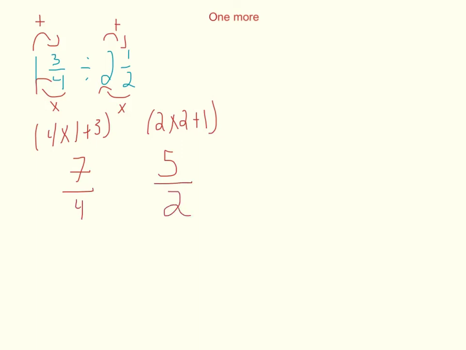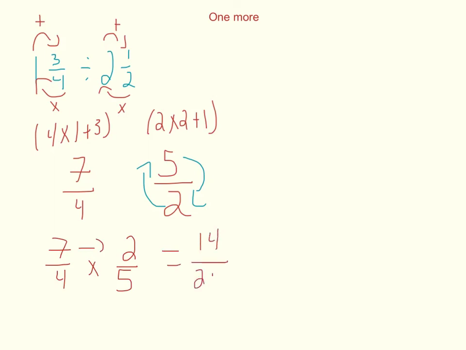Step 3 then says we need to find the reciprocal of our second fraction, which is 5 over 2. So that means the 5 is going to the bottom and the 2 is coming to the top. So now our new question is going to be 7 over 4 times 2 over 5. Step 4 is we need to multiply across. So the 7 is going to multiply by the 2 to become 14, and the 4 multiplied by the 5 to become 20.